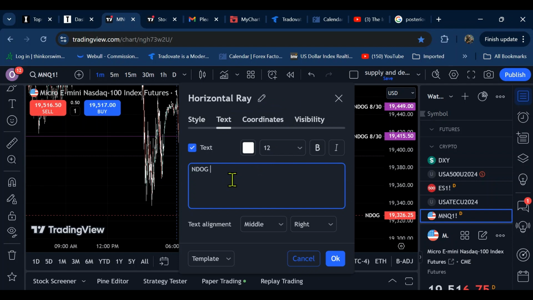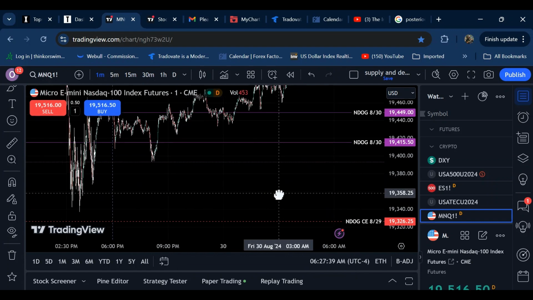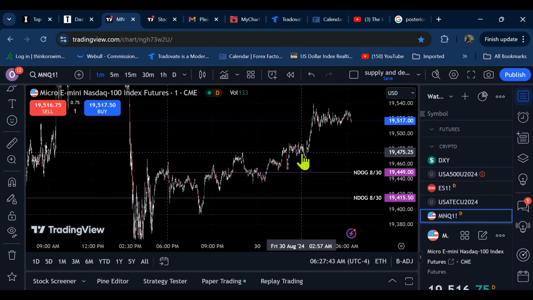It's such a big one, it's important to mark it. The CE means consequent encroachment. Put 829 on it. So it's important to notate those as well. But the other one is a little more difficult to see.